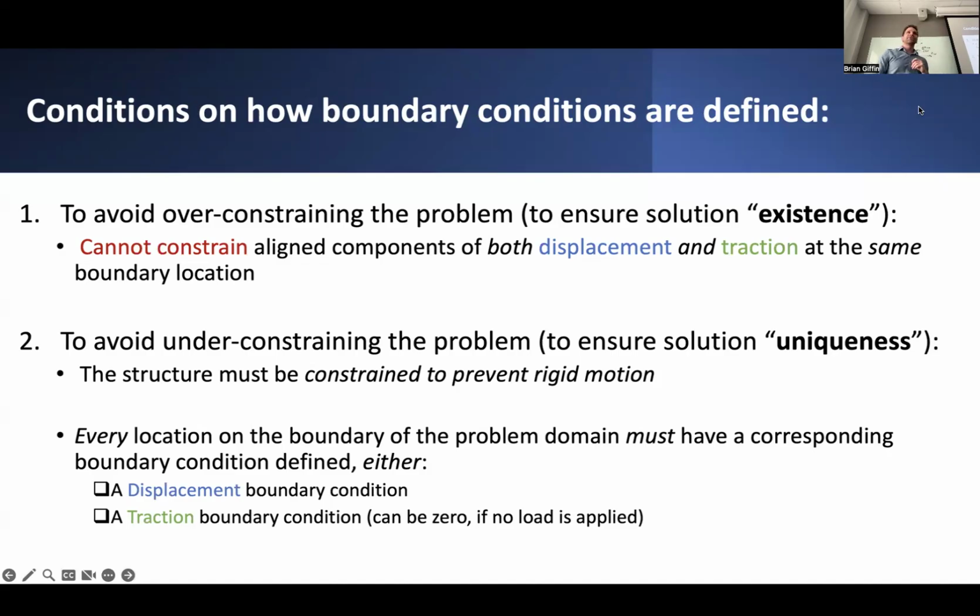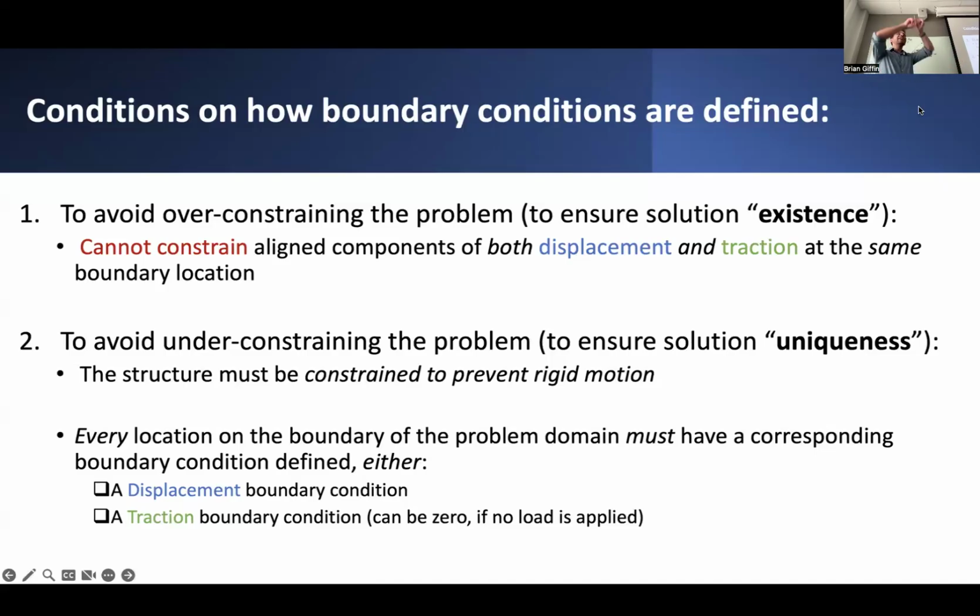And for the case of solution uniqueness, this one's maybe a little bit more intuitive. The idea is you just need to ensure that the body is sufficiently supported to prevent rigid motions. You could think of it as simply supported constraints or supports. You have to ensure that the body's not going to translate or rotate once you put the loads on it. Fairly straightforward. Hopefully that's good enough. But there's some other stuff we have to do here.